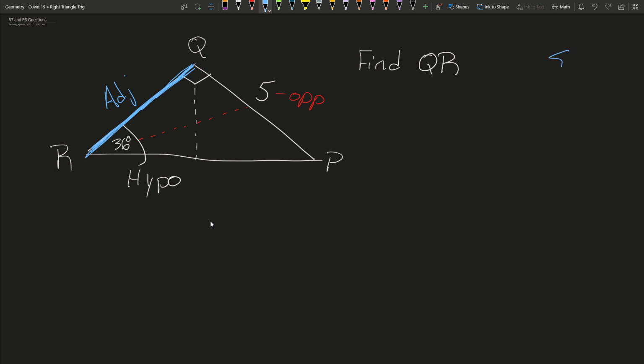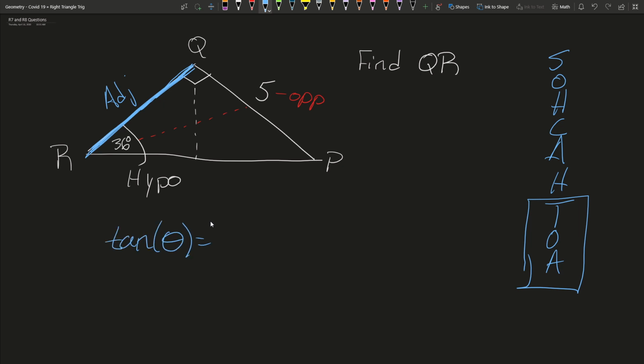And if you remember SOHCAHTOA, we are given the opposite and we want the adjacent. And the only trig function with both of those in it is the tangent. Okay, so we have to use the tangent of some angle is equal to the opposite over the adjacent. All right, so since we're using tangent, let's just set up our equation. Tangent of theta is equal to the opposite over adjacent.